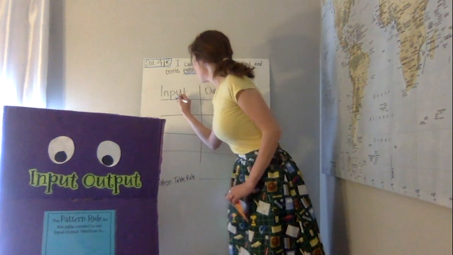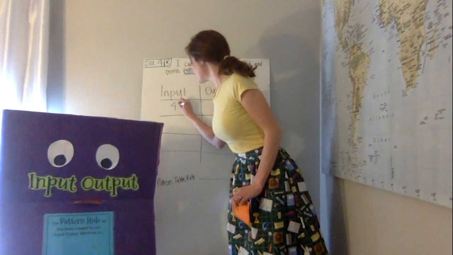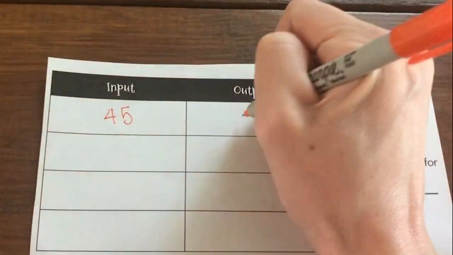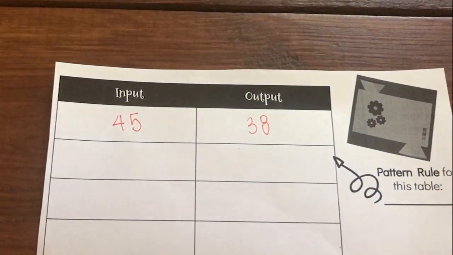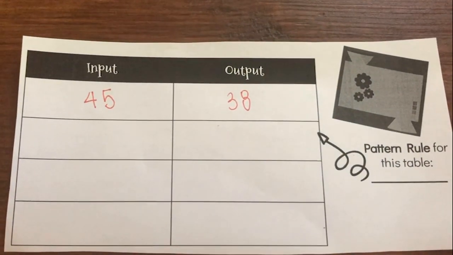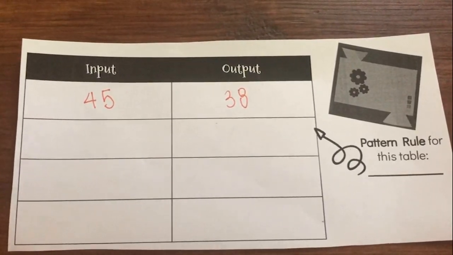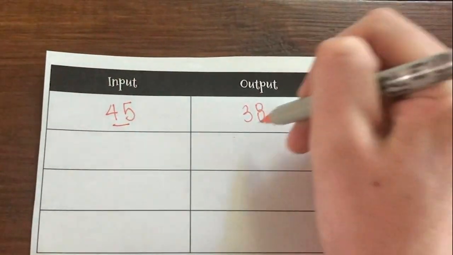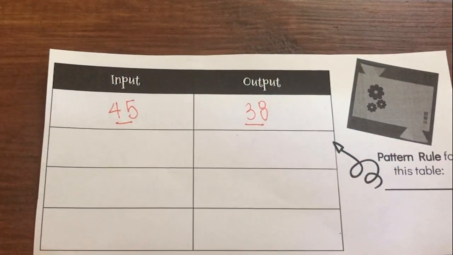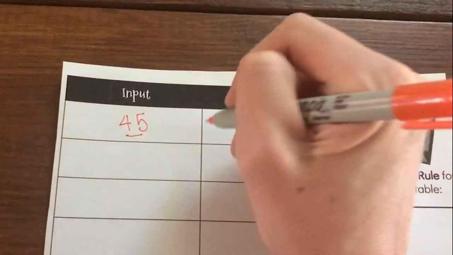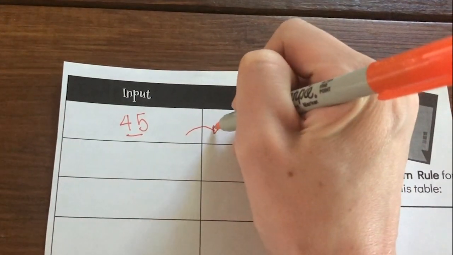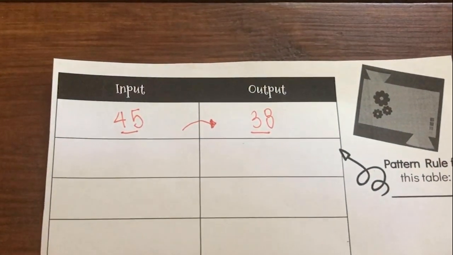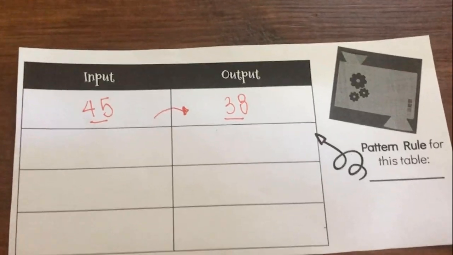We'll record 45 as our input on our table, and our input-output machine spit out 38. Ooh, this is going to be great, mathematicians. Let's think about this. If 45 went in and 38 came out, that's a smaller number. We're seeing a decrease. My brain's already thinking about how we might use the operation of subtraction when we see a decrease to write this pattern rule.